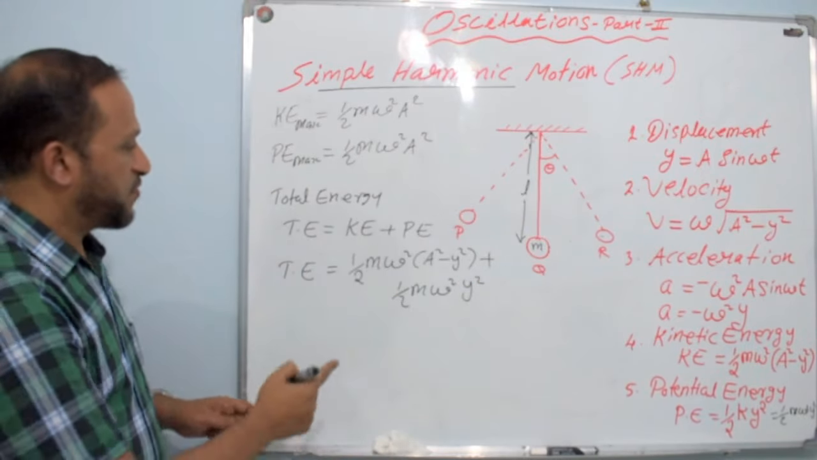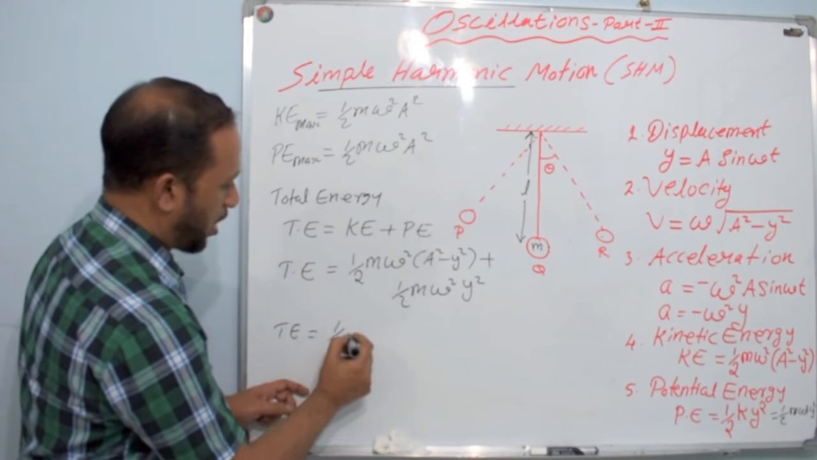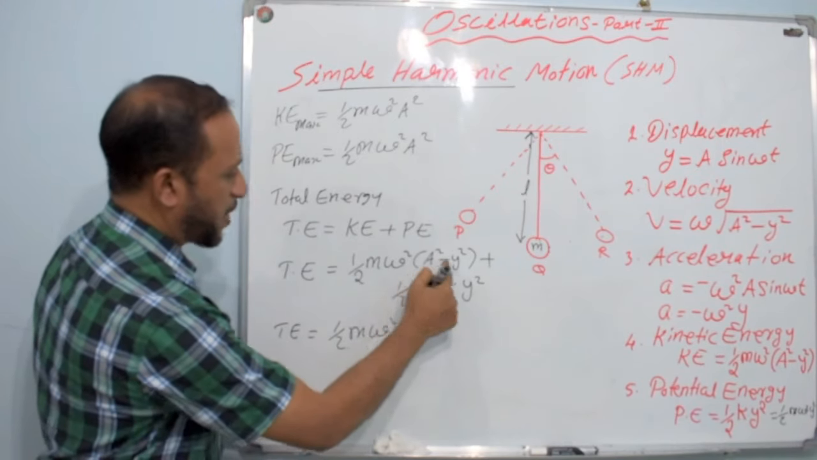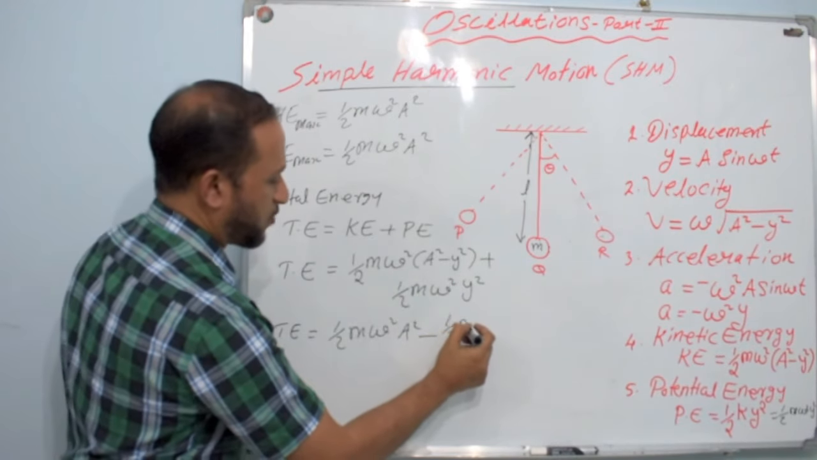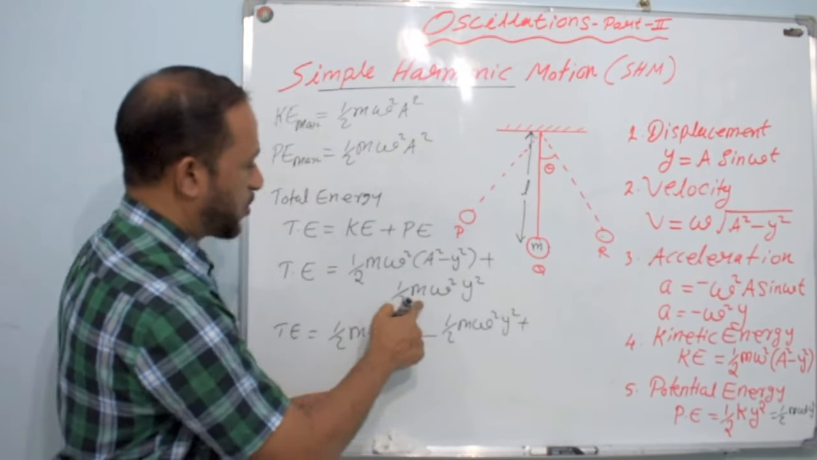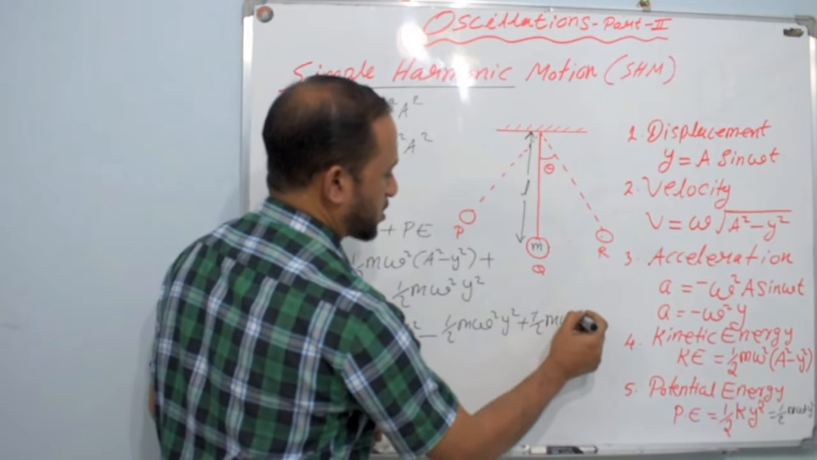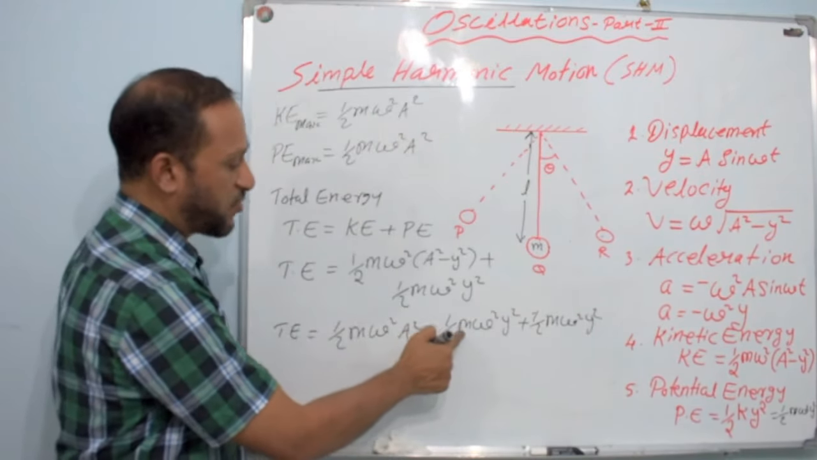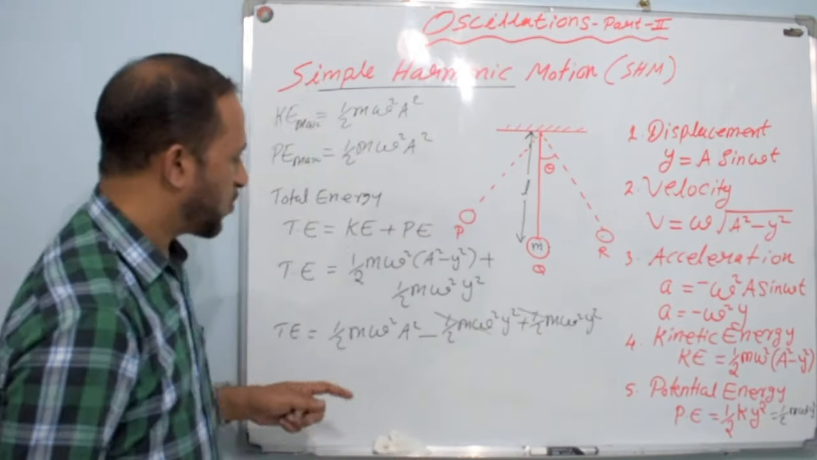So we can see here, when we expand this equation, total energy is equal to half m omega square into a square, opening the bracket, minus half m omega square into y square, plus the potential energy, half m omega square into y square. This minus half m omega square y square and plus half m omega square y square get cancelled. What is remaining here?